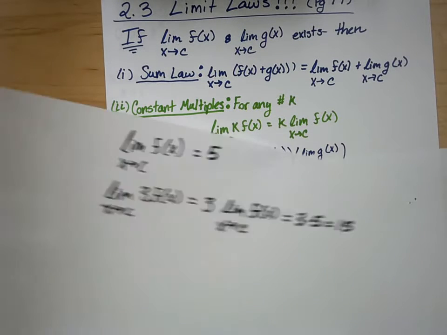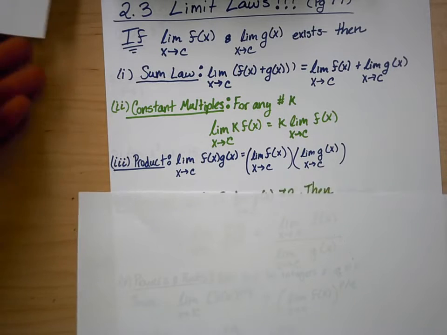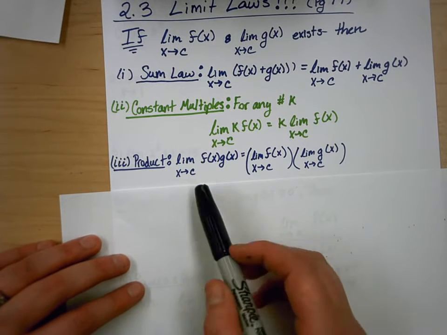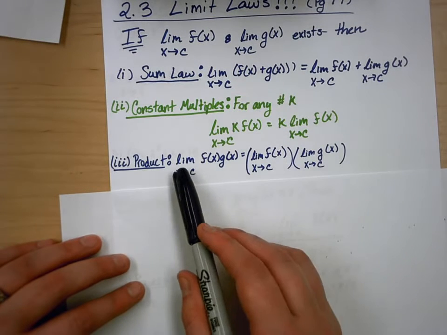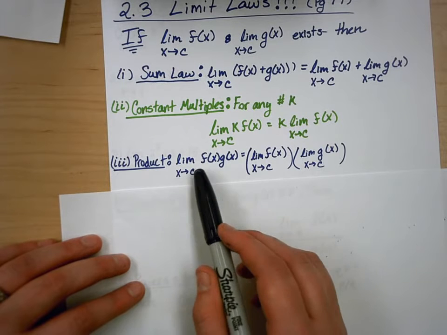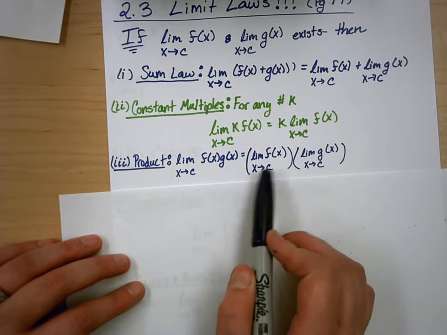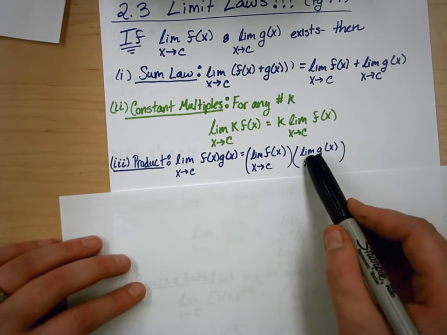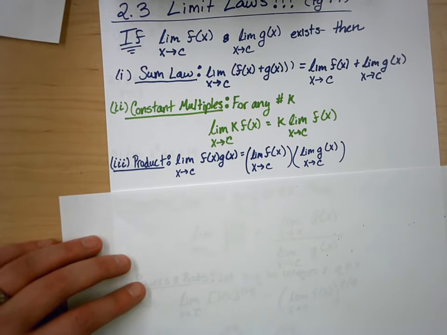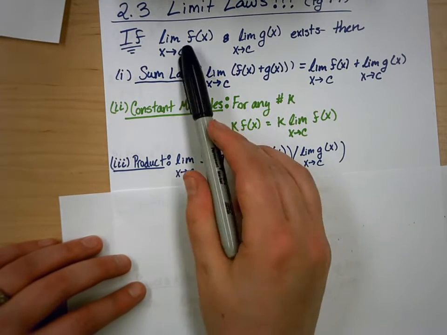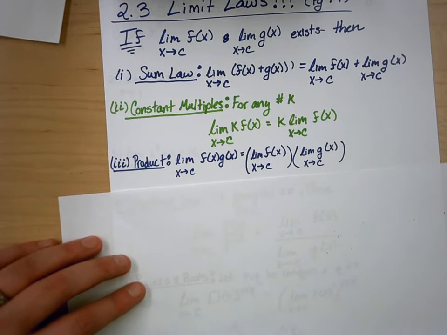All right, moving on. We have the product rule. This is a super powerful rule. It states that the limit as x approaches c of f of x times g of x equals the limit of f of x as x approaches c times the limit of g of x as x approaches c. That's why it's so important that these two limits exist.